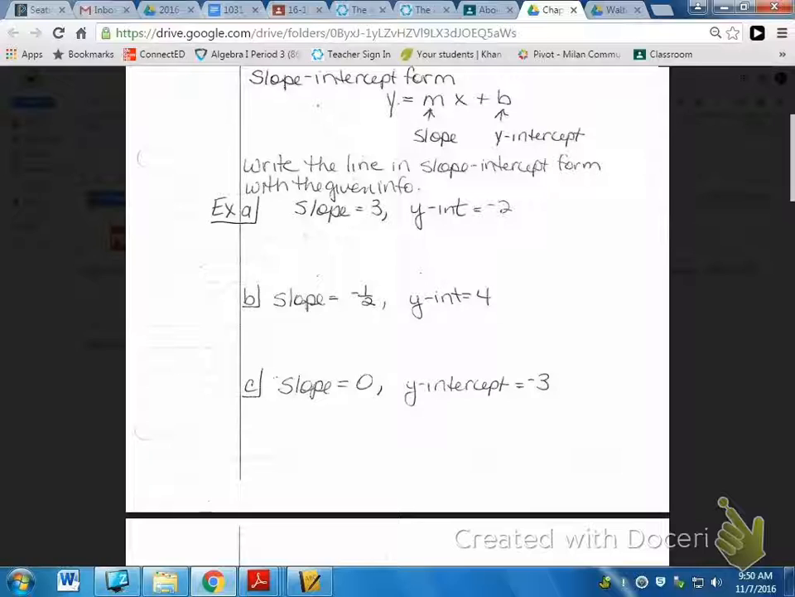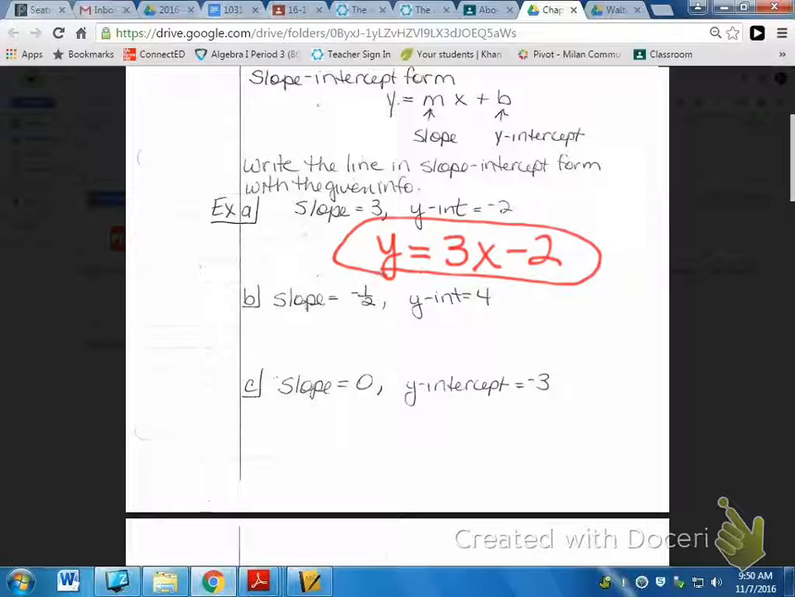So example A, slope is 3, y-intercept is -2. What in the world would the equation be for that? Josh? 3x minus 2. That is really all we're looking for here at the beginning. You plug in the number for slope in front of x, you put your y-intercept at the end, and you're good to go. Okay, example B, slope's -1/2, y-intercept's 4.